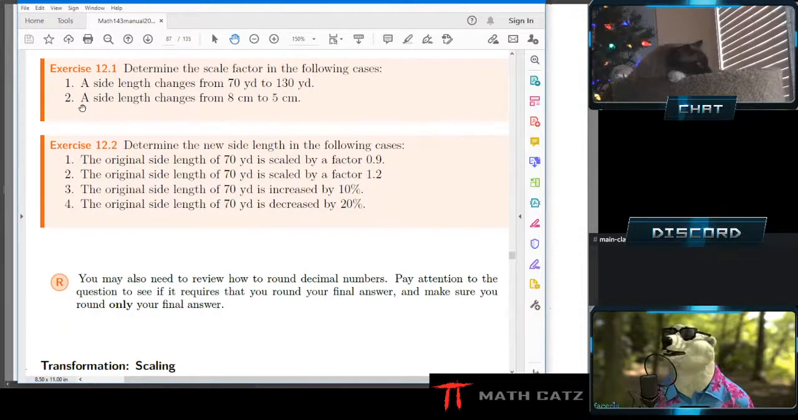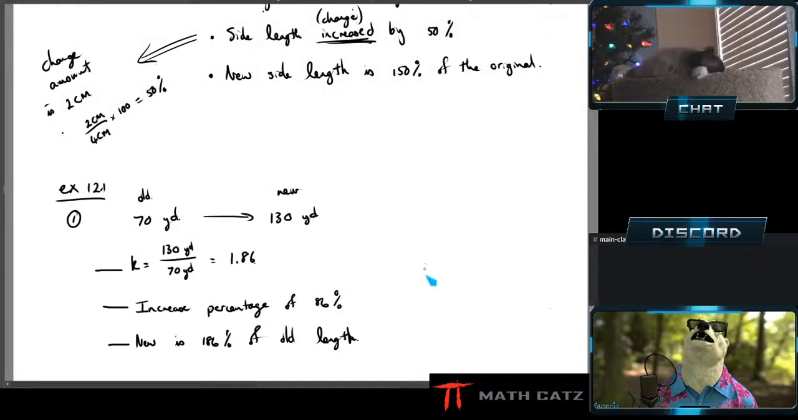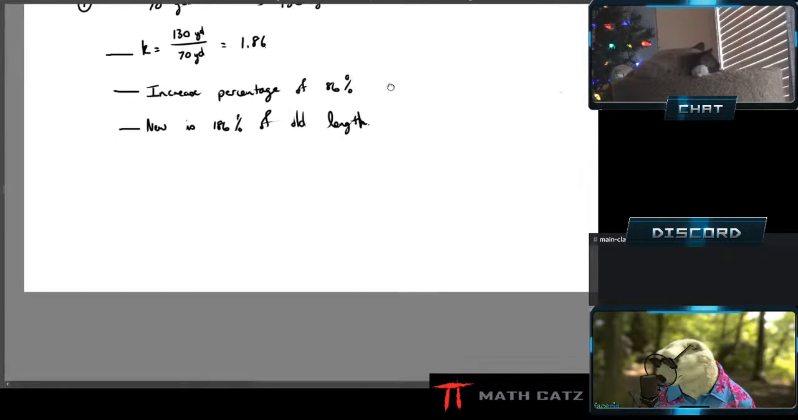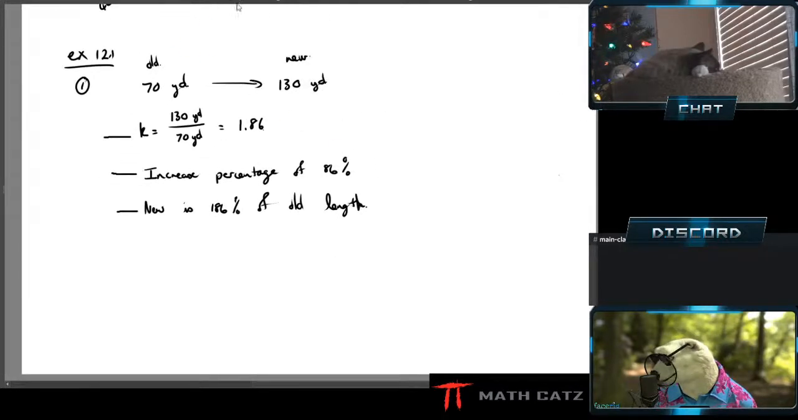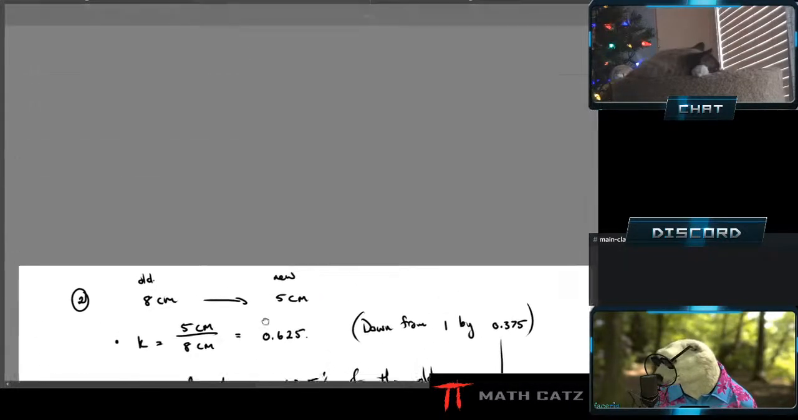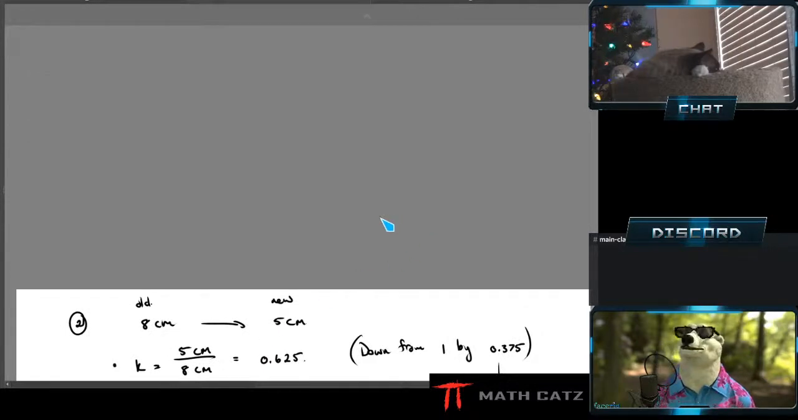If I look at number 2, the side length changes from 8 centimeters to 5 centimeters. It's our first one where things have actually decreased. Let's do that first, just show a little bit. So my original old length is 8 centimeters. It changed to 5 centimeters. The scale factor is always new over old, 0.625.